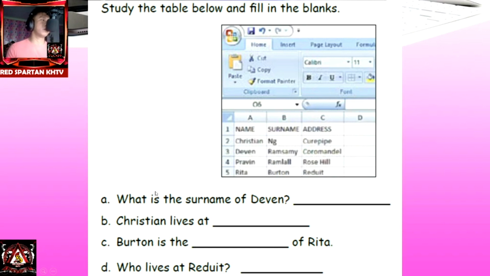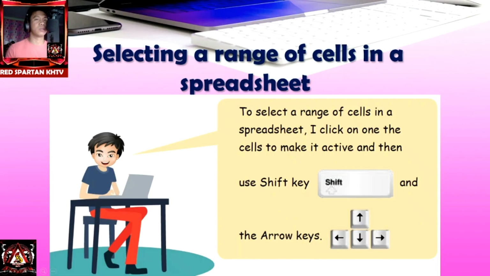Observe them, because there are some questions here, such as: what is the surname of Devon, where does Christian live, Burton is the blank of Rita, and who lives at Reduit. So read carefully all the information here before you answer.